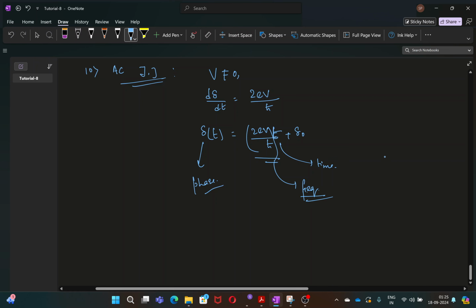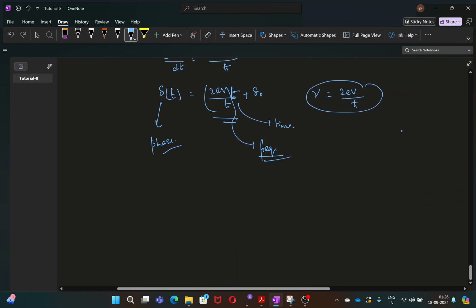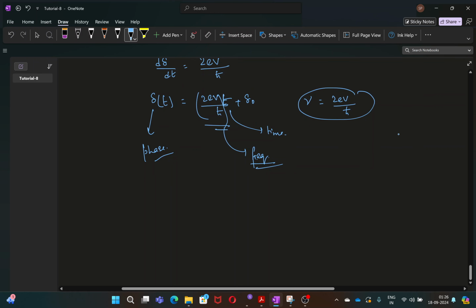That is why we call our frequency nu as 2eV by h cut for a Josephson junction, and this is in AC. So this is AC Josephson junction and the frequency is 2eV by h cut. Now it is asked in the question what is the value of V in n microvolt. So what is n? You have to calculate V first. So V equals nu times h cut by 2e.